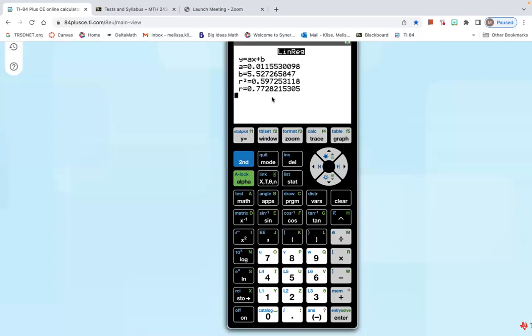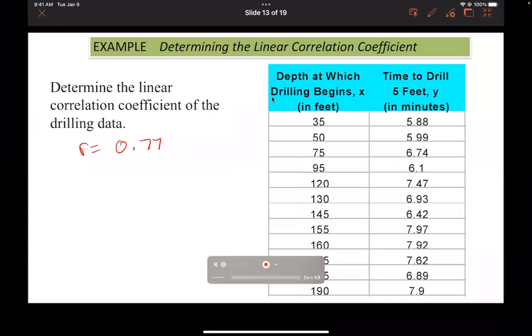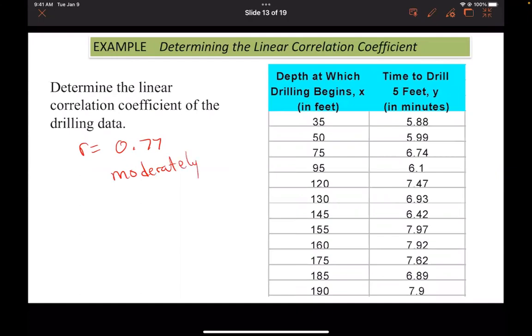Okay. So this, our correlation coefficient, I still would call that moderately strong. I'm going to go back to the other screen. Where are we? Okay. I would call this moderately strong. And you can call it what you want to call it, but it's definitely not weak, but it's not super strong either. So you can throw your own adverbs in there.